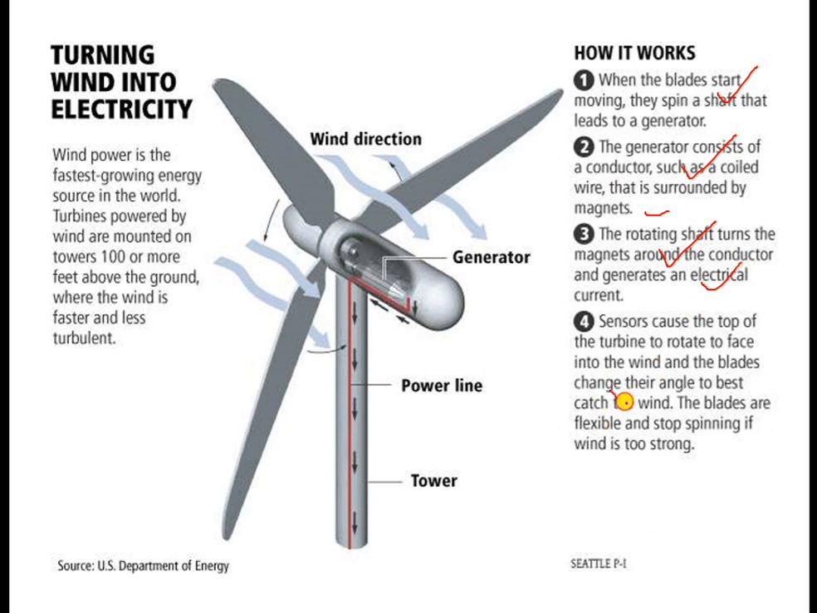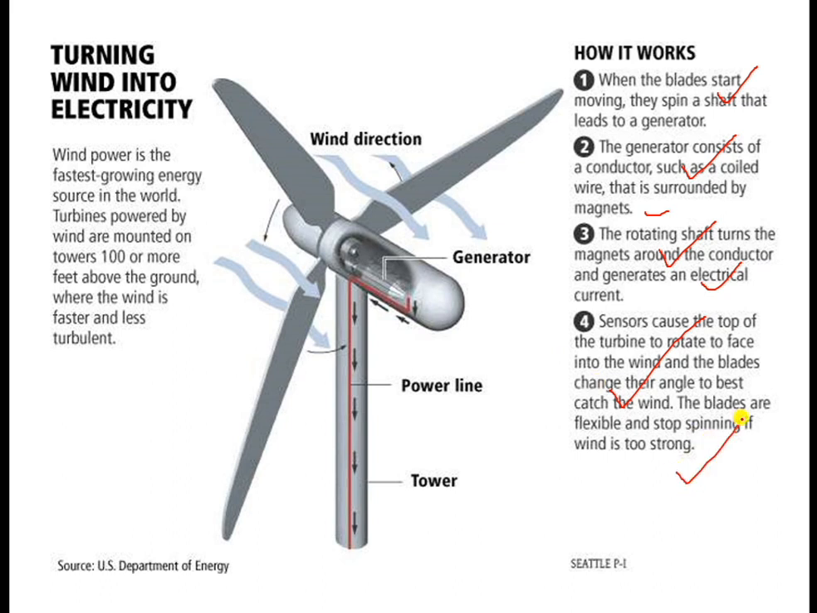The sensors which are available here, you just see, cause the top of the turbine to rotate to face into the wind, and the blades change their angle to best catch the wind. This means that the orientation of the blades can be changed as per the requirement of the wind direction.